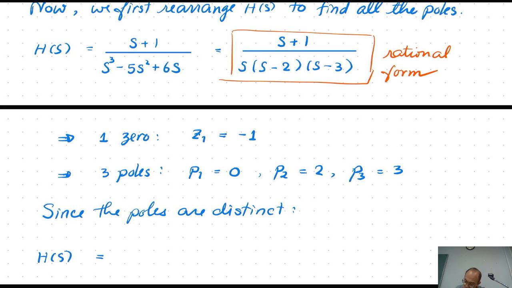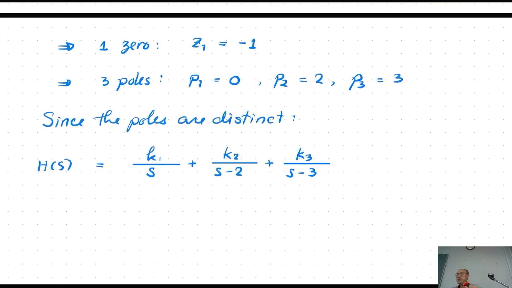So the first term is K1 over S. The second term is K2 over S minus 2. And the third term is K3 over S minus 3. And now we have to find K1, K2, and K3. K1 is easy. It's S times H(S). And then we plug in S equal to 0, which is the first pole.